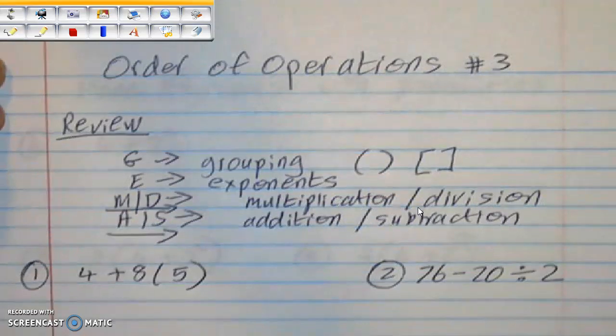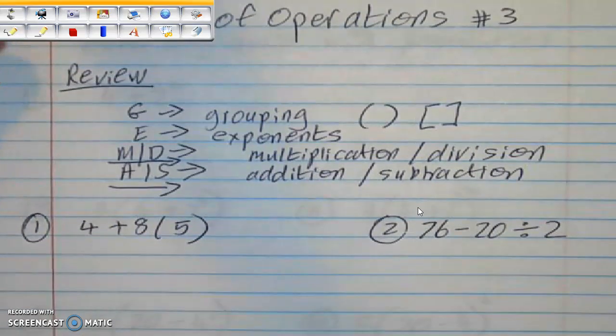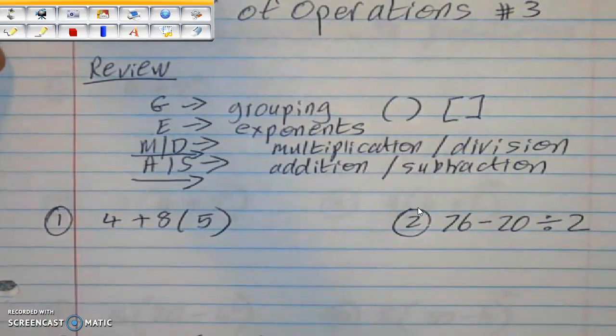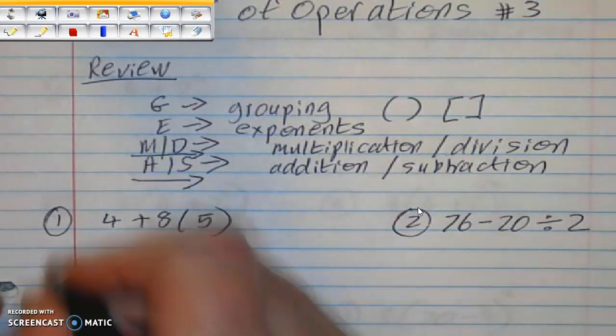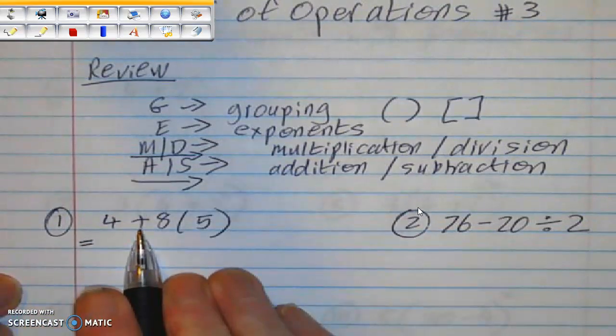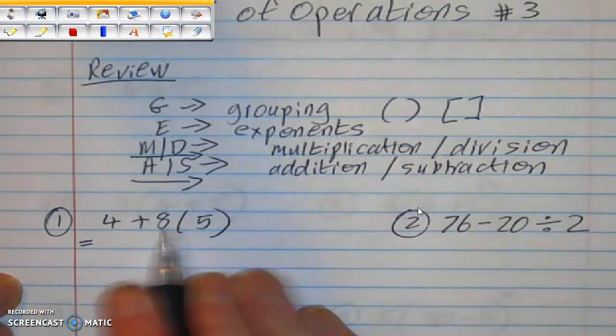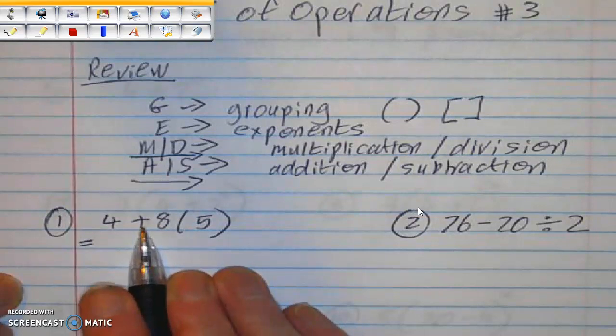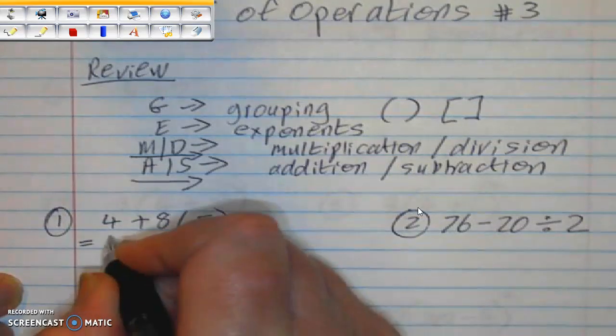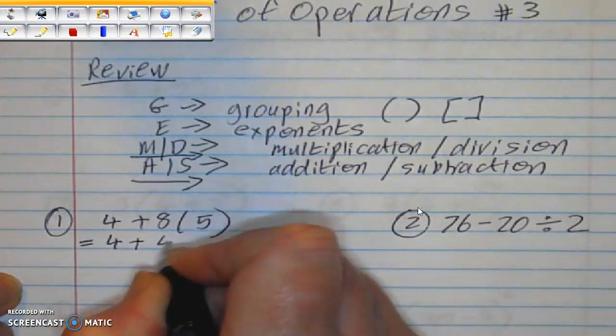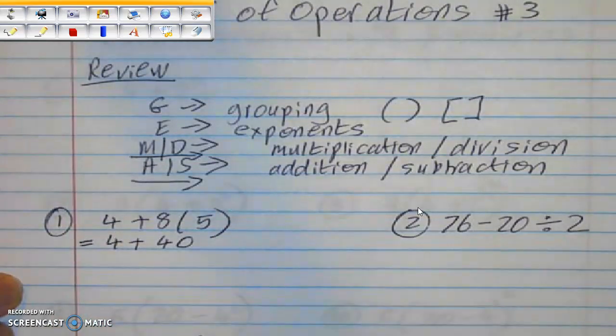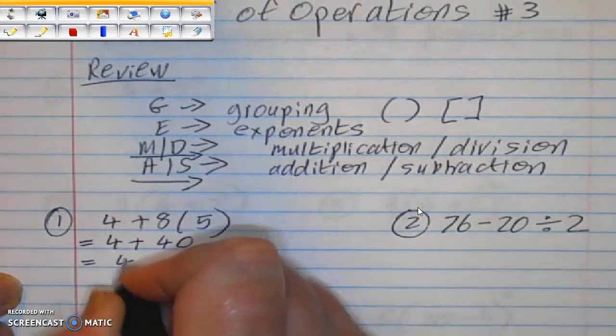Let's start on some problems. Problems number 1 and 2, I would like you to have a go at doing these. So please put the video on pause and try to do these two problems. Okay. The first problem has addition and multiplication. Because multiplication is more powerful than addition, you do the multiplication first. So it's going to be 4 plus 40, because 8 times 5 is 40. And then when you add those two together, you get 44.